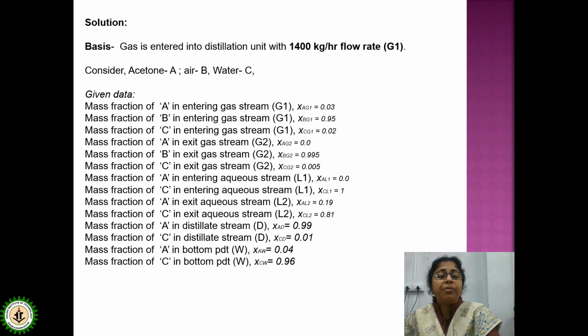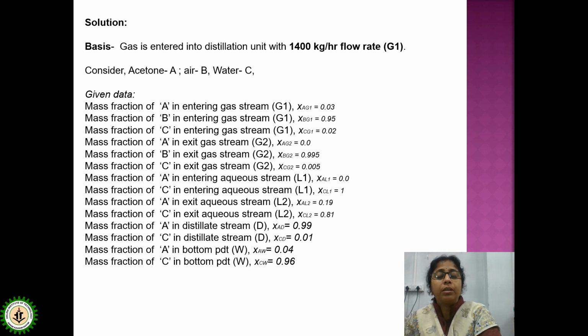And for the other mass fraction data, XaL2 is 0.19 and XcL2 is 0.81. XaD, the distillate composition for component A, acetone, is 0.99, and for C, water, it is 0.01. These two are the compositions of A and C present in the distillate stream.